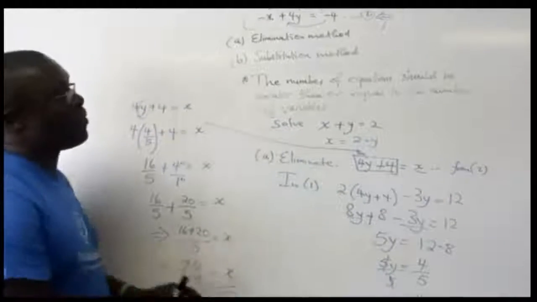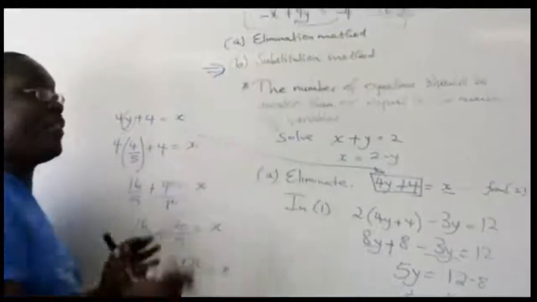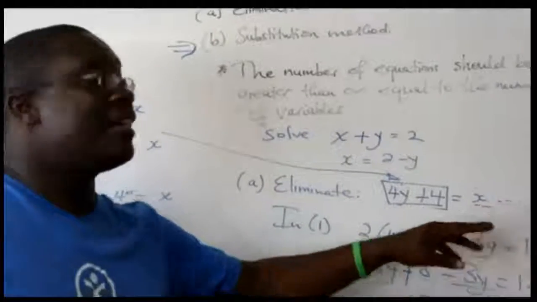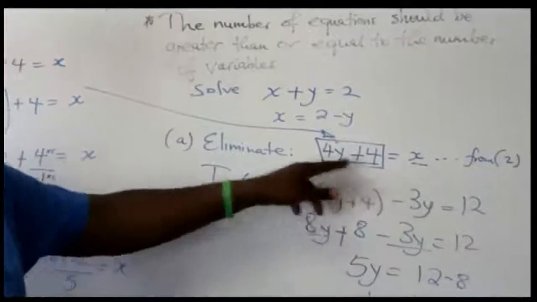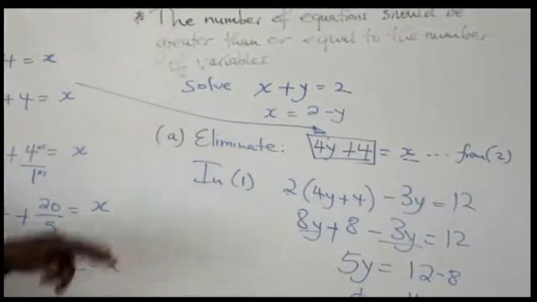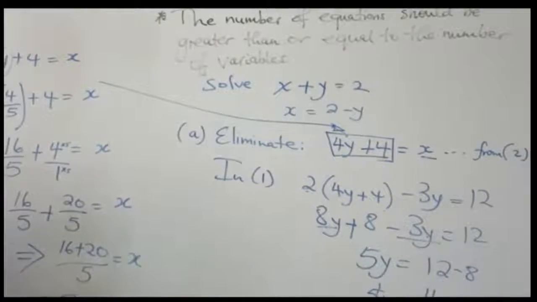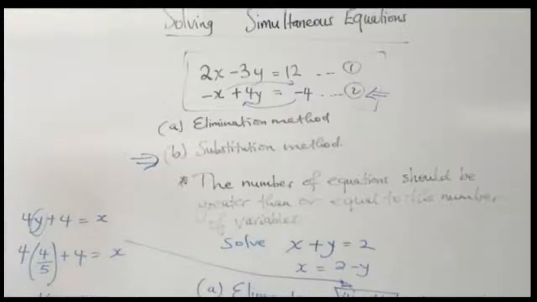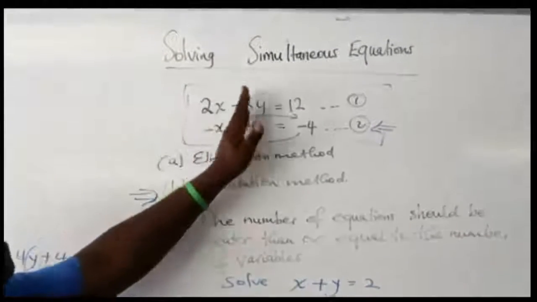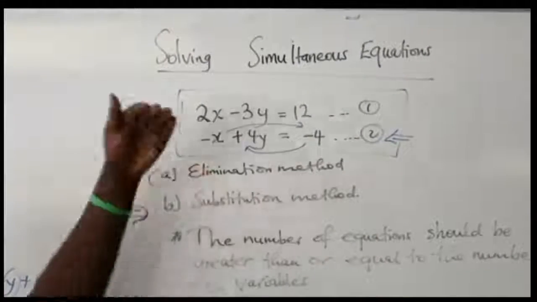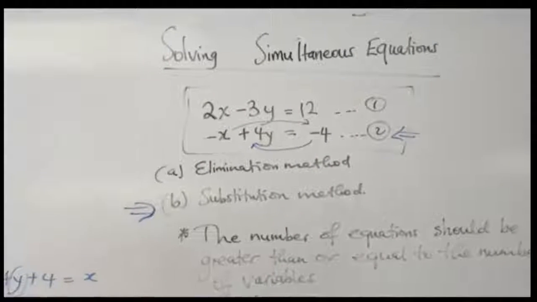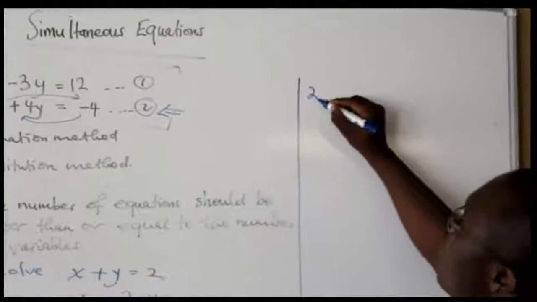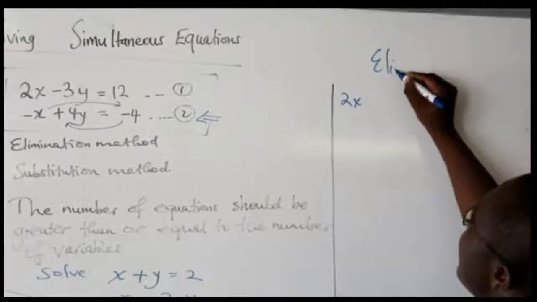So actually, we used the substitution method. This was the substitution method where we said x is the subject of the formula, and we eliminated using substitution. But now, let us look at the elimination method on its own, where we play around with the coefficients of x and y to eliminate one. So I'm going to illustrate that on this part of the board, where you have your original equations. Now this is the elimination method.